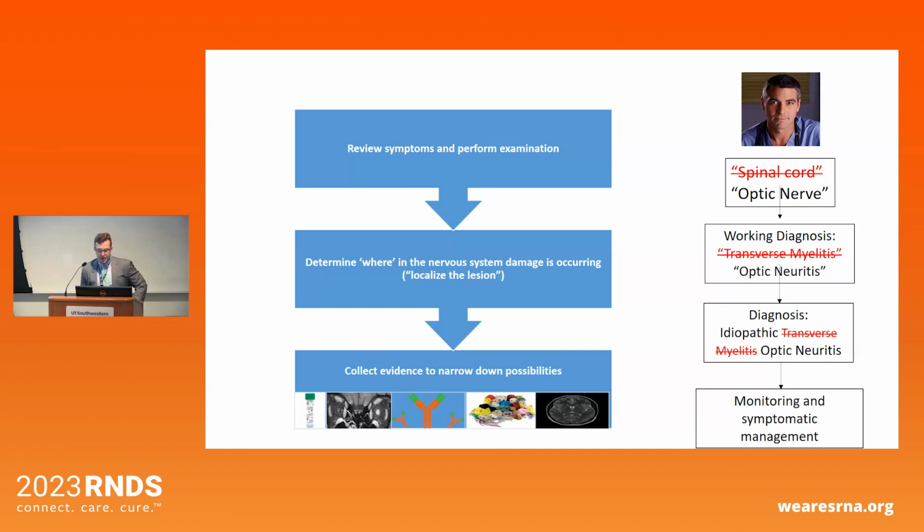There are some infections that we often test for as well. And after a comprehensive workup, if we feel comfortable that there was indeed inflammation there, we call it idiopathic optic neuritis, and we manage that differently.